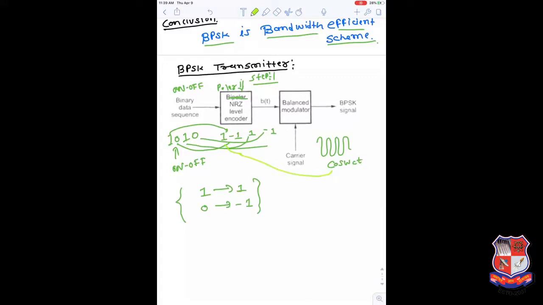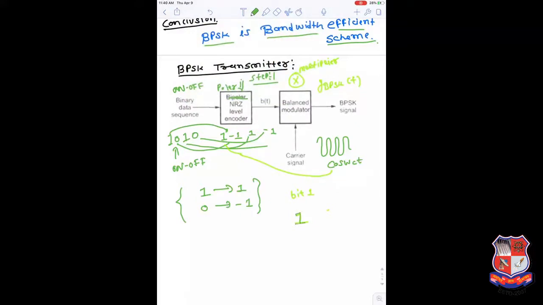This is the multiplier here. The balance modulator works as a multiplier. So this 1 works as a multiplier. After multiplication, if there is a bit 1 and it is multiplied with the carrier signal, what you get here, if this is my y BPSK signal, is simply defined as cos omega ct.